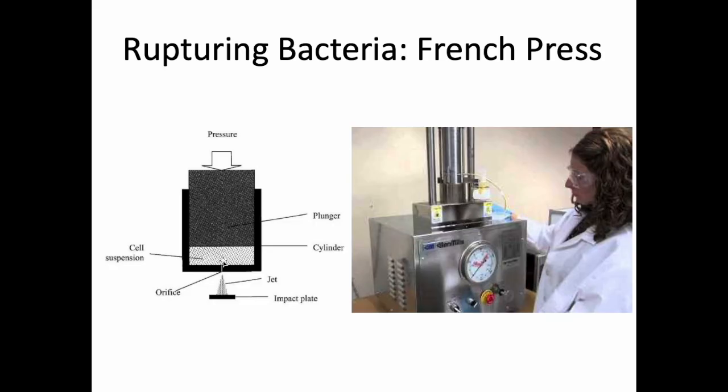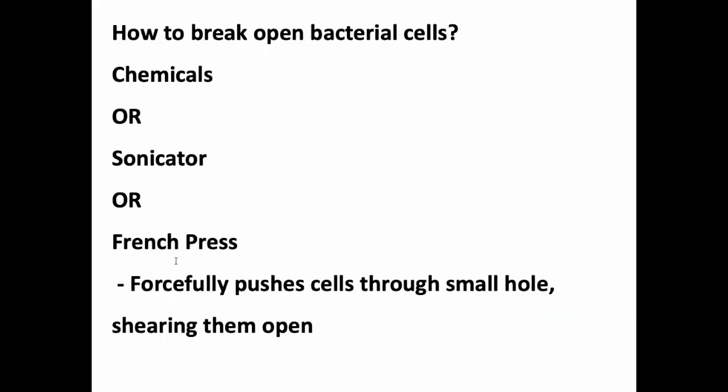Again, it's an enormous amount of pressure on these cells. It's going to break them open as they pass through this tiny little hole, and then you can collect what comes out at the bottom. So the French press technique is another thing that doesn't rely on chemicals, it's relying on force. It forcefully pushes cells through a small hole, shearing them open. Any of these three techniques are going to be able to break open bacterial cells. Sometimes multiple of these are used, one after the other, to make sure that these cells are really ruptured open, because you're not going to be able to get your protein out if you don't break the cells open first.